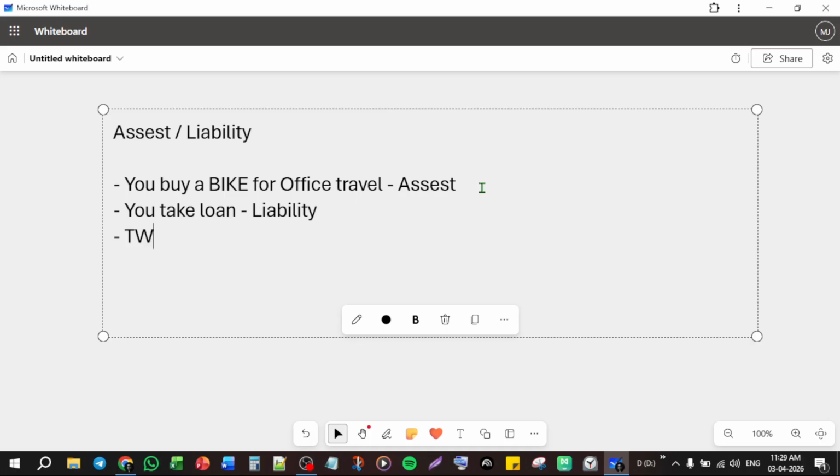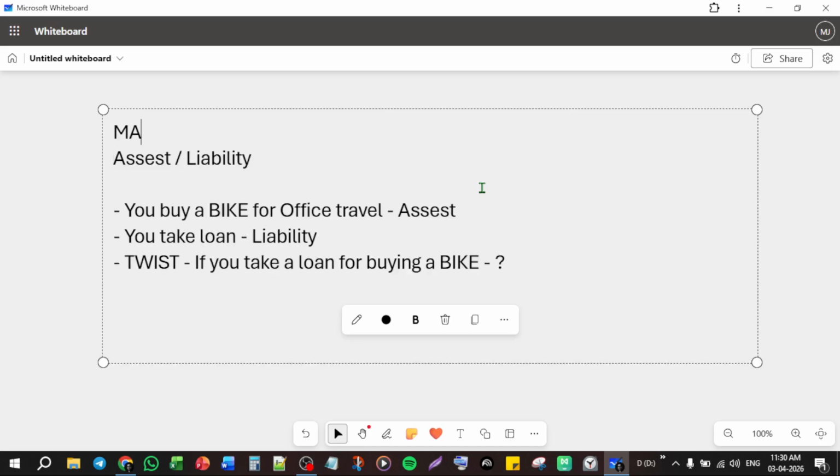Now the twist over here is, if you take a loan for buying a bike, then what is it? Is it an asset or is it a liability? You can write the answer either in the comments or wherever you want to, but I want to know this. This is going to make your understanding much better. So we need to know how many things? First one is market cap. Second is asset and liability.